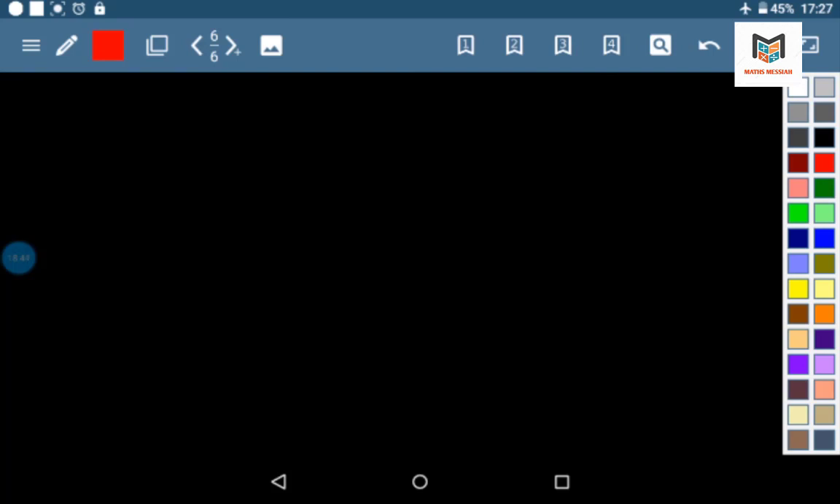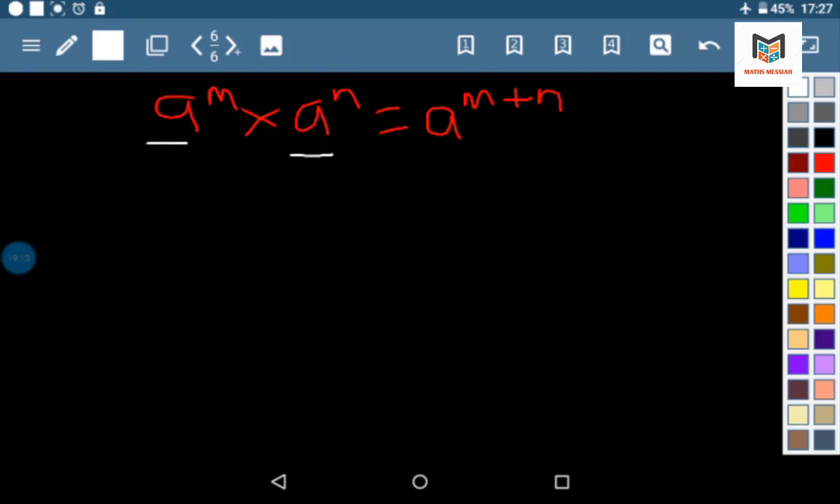Let us investigate to find out the reason why a raised to the power m multiplying a raised to the power n is equal to a raised to the power m plus n. Meaning that when you are given a number and it is raised to powers but with the same base, the powers over here should be added as we have here. So let us find out why.